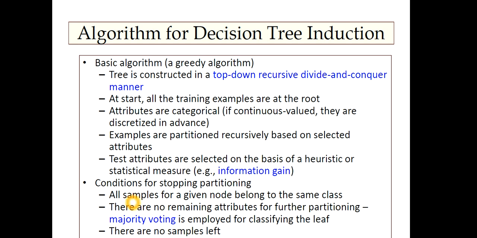Then when you will stop partitioning, there should be some condition for that. The conditions are: all samples for a given node belong to the same class, or there are no remaining attributes for further partitioning, and majority voting is employed for classifying the leaf, or there are no samples left. So these are the conditions on the basis of which you will stop partitioning.